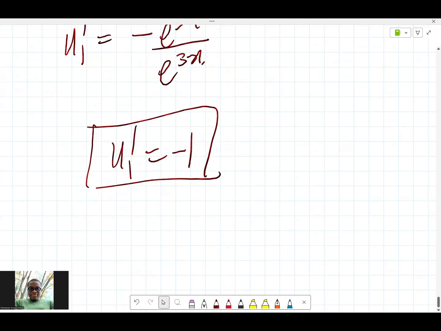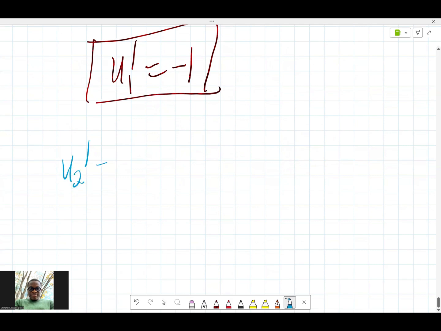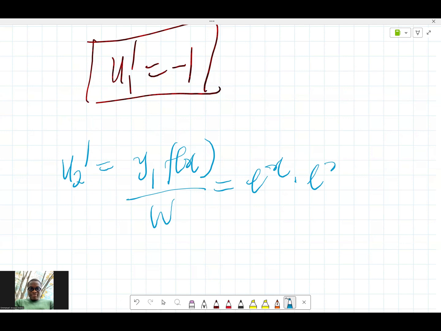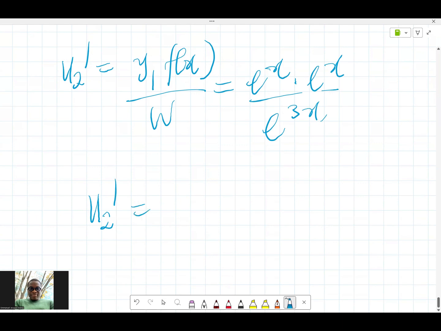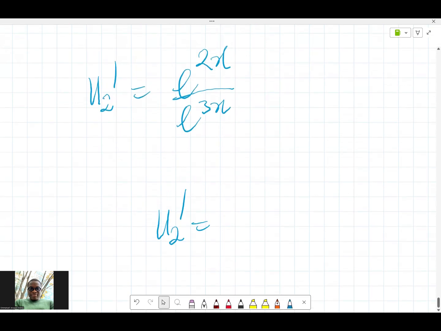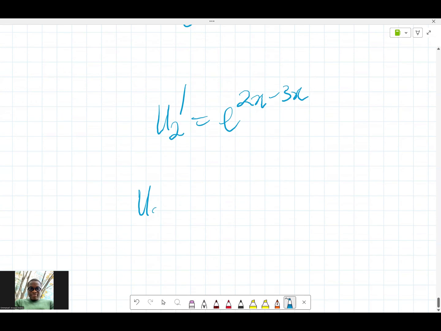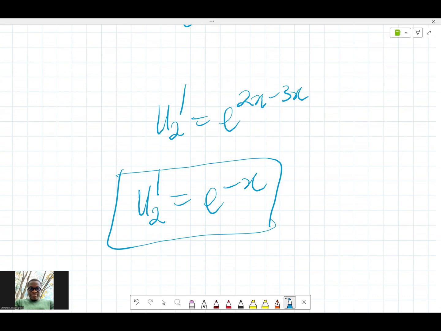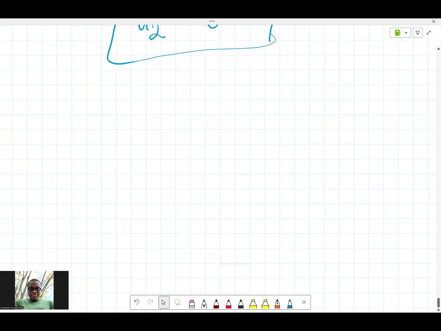So we have u1 prime. Then u2 prime would be y1 f of x all over the Wronskian. So y1 is e raised power x, then f of x is e raised power x. The Wronskian is e raised power 3x, okay? So that means that u2 prime is equal to e raised power 2x all over e raised power 3x. So that means u2 prime is equal to e raised power 2x minus 3x from law of indices. So u2 prime is equal to e raised power minus x. So we have u2 prime and u1 prime. Thankfully, we are getting there.